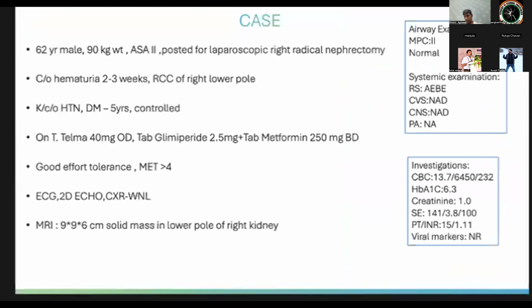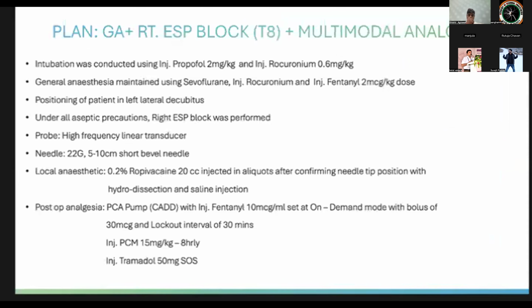My case was a 62-year-old male, 90 kg, ASA 2, posted for laparoscopic right radical nephrectomy. He was diagnosed with renal cell carcinoma of the right lower pole, a known hypertensive and diabetic on medication. Airway and systemic examination and investigations were within normal limits. The MRI scan showed a 9 by 9 by 6 centimeter solid mass in the lower pole of the right kidney. My plan for the surgery was GA plus right retrolaminar/erector spinae plane block plus multimodal analgesia in the post-operative period.